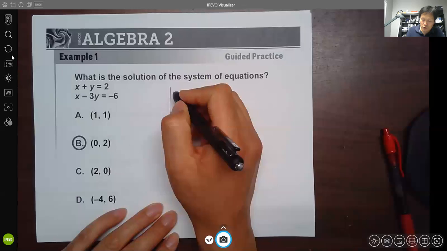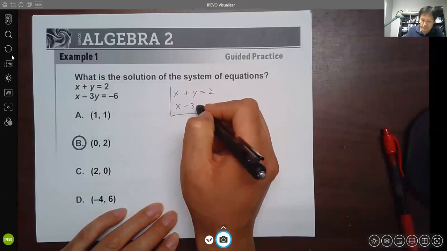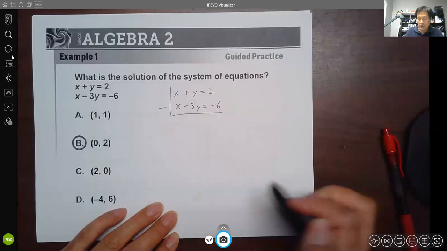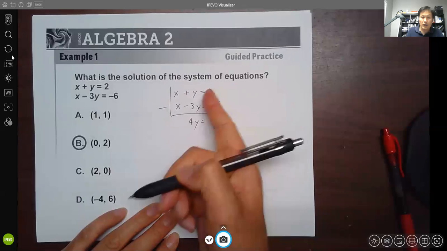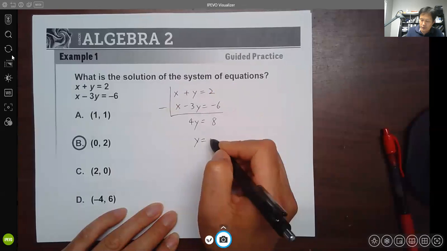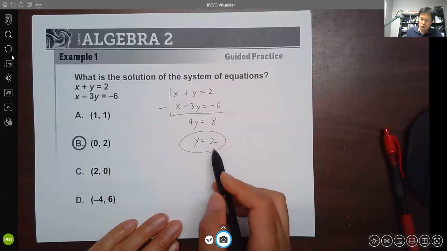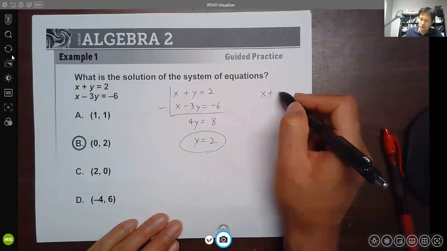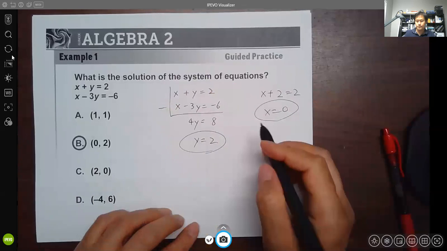If you were confused, in case, I can show you one more time. Subtract, ready to go. 1 minus minus 3 is 4y. 2 minus minus 6 is plus 6, 8. Y is going to be 2. There's only one answer with y equal to 2. So plug in 2 here, x plus 2 equal to 2, x is going to be equal to 0. So 0, 2.